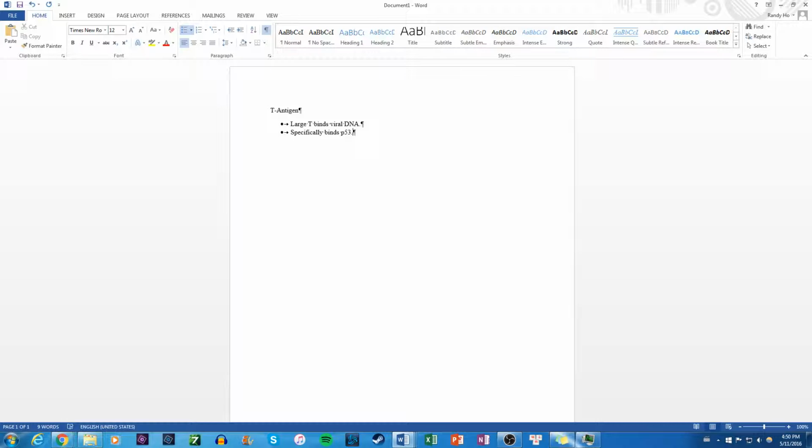Something else about T antigen. Write this down. Binding at site 2 results in activation of viral DNA replication.